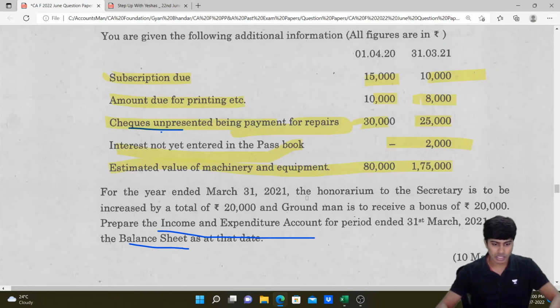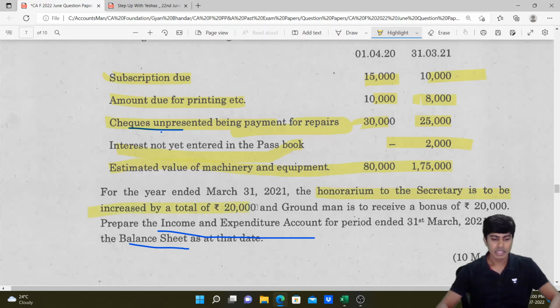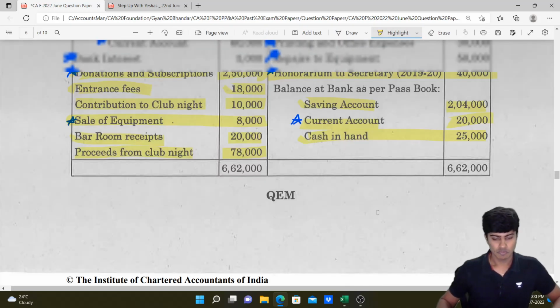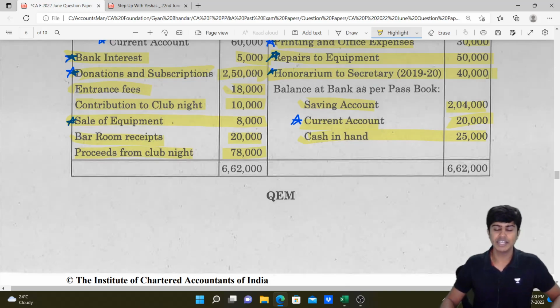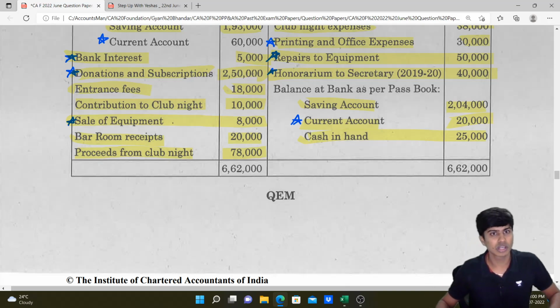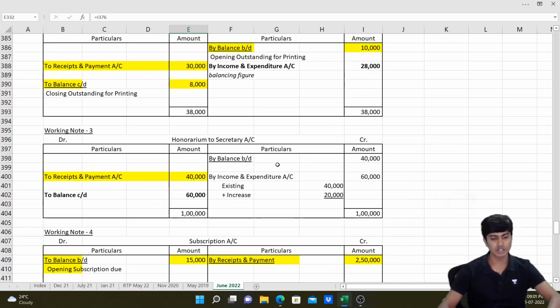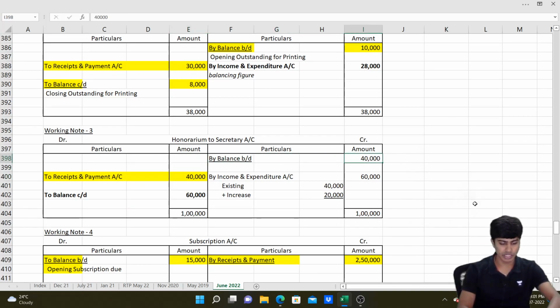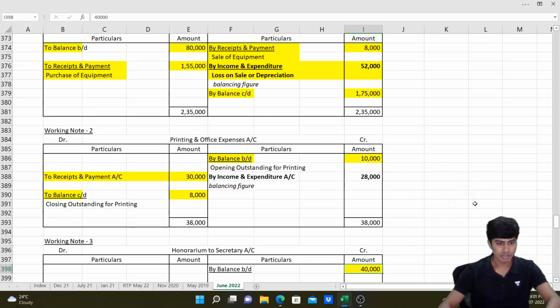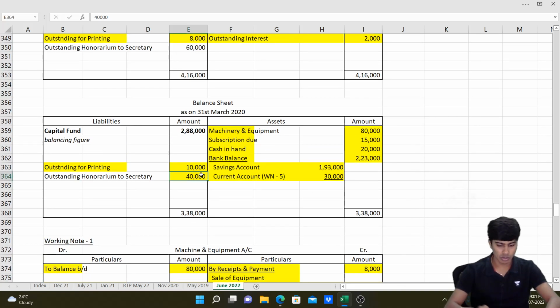Then what do we have? Then we have honorarium to secretary is to be increased by 20. Last year how much have we paid? 40,000. That is for 1920. For current year it will increase by 20 and it is not paid. Total amount will be a liability. Have a look. I will show it with the help of ledger also. 40 is paid for last year. So in the last year it was outstanding. This should appear in opening balance sheet. See here, in the opening balance sheet I will write outstanding honorarium 40.